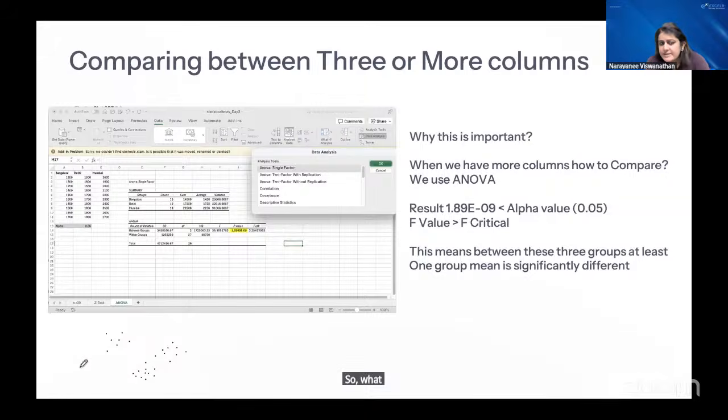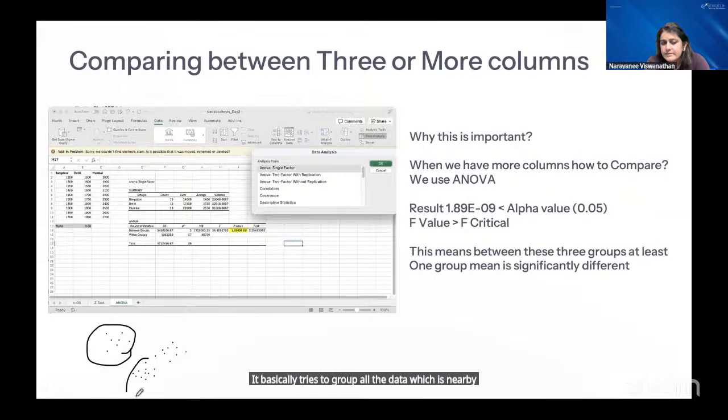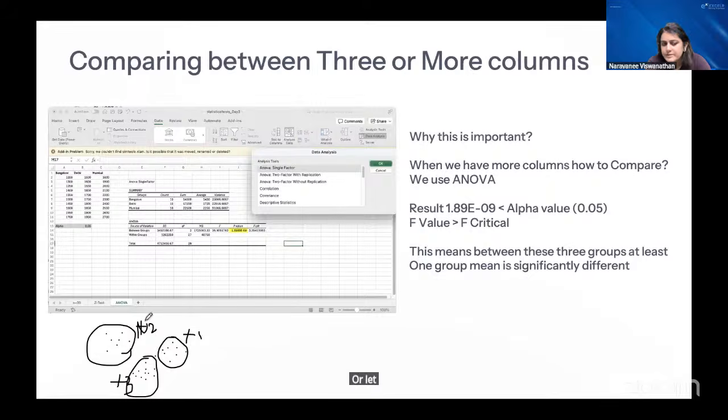So what this particular test does is it basically tries to group all the data which is nearby by representing it with the average of this data. So I take the average of this cluster of the data x1. I'm comparing it with the average of this cluster of data x2, and I have this third cluster of data x3. These are all my means, or let's put it as nu1, nu2, and nu3. So the ANOVA is trying to tell me whether these nu1, nu2, nu3 are comparable or are they different. That is what my ANOVA is telling.